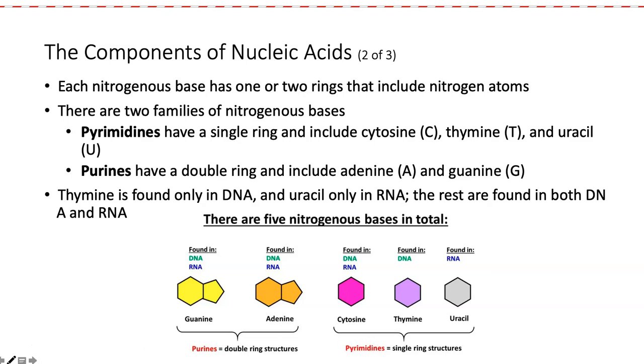Pyrimidines, on the other hand, have only one ring to them. So cytosine, thymine, and uracil are all categorized as pyrimidines. We do shorten that to cytosine as C, thymine as T, and uracil as U. And purines are adenine A and guanine G. Also, interestingly, uracil, which we see right here, is found only in RNA, and thymine is found only in DNA, but the rest of them are found in both RNA and DNA.